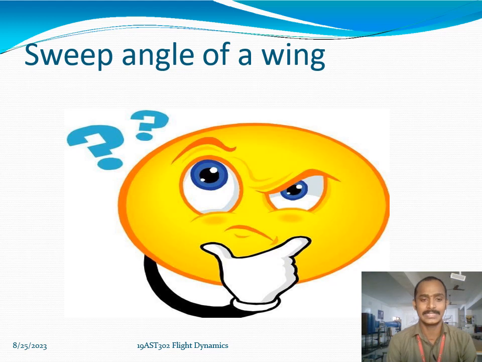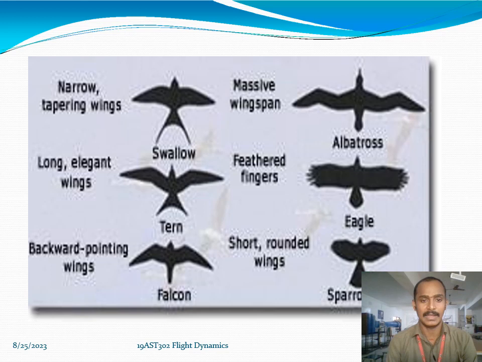So what is a sweep angle? Once we understand what a dihedral and anhedral are, we then need to understand what is meant by a sweep angle. This is a similar pattern to the wing position, but in the longitudinal direction, as the wing position changes.